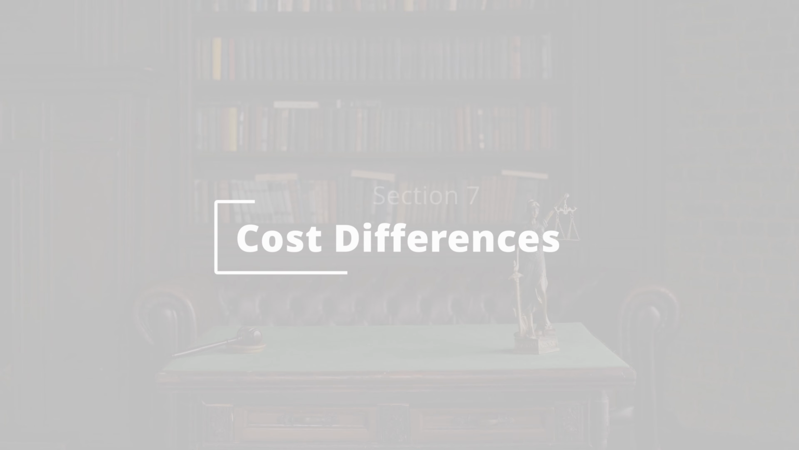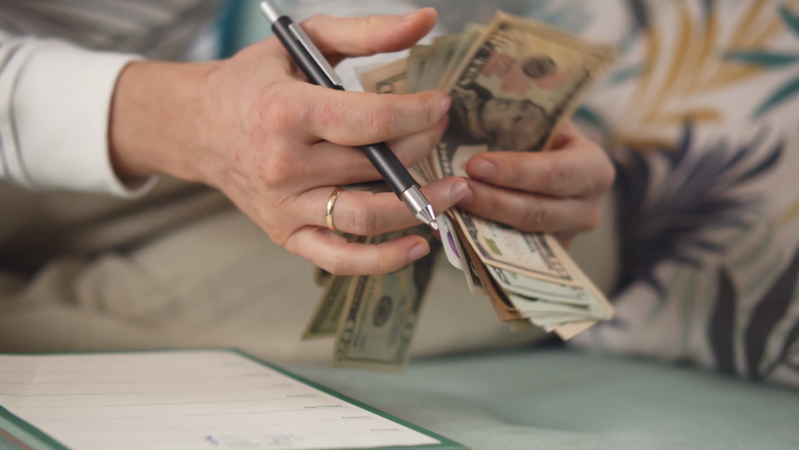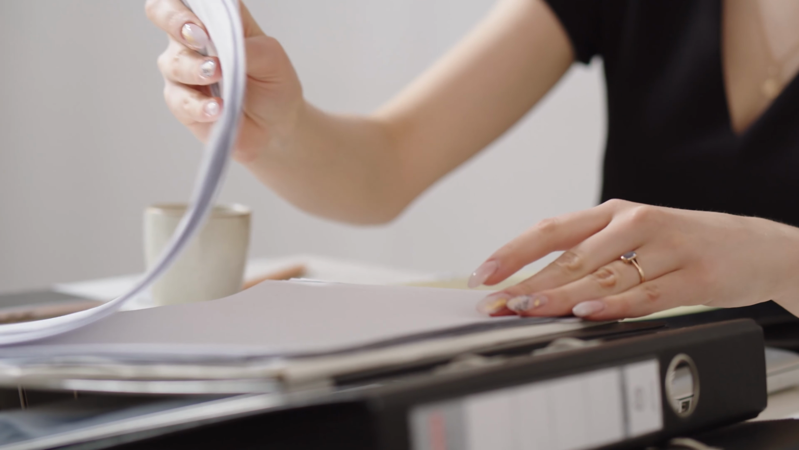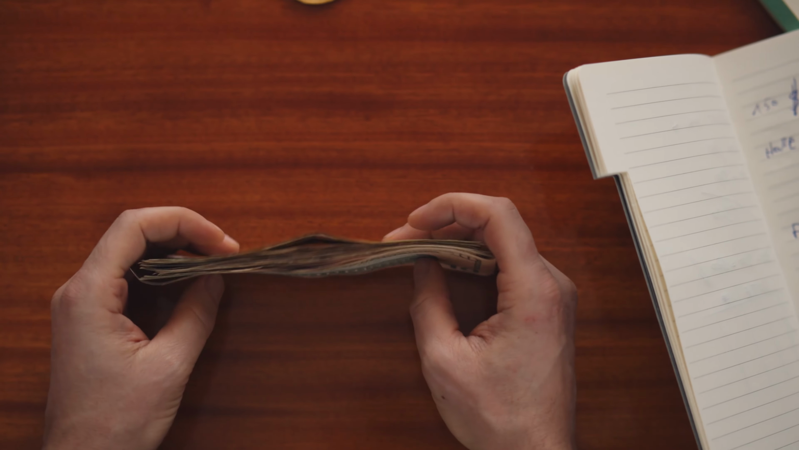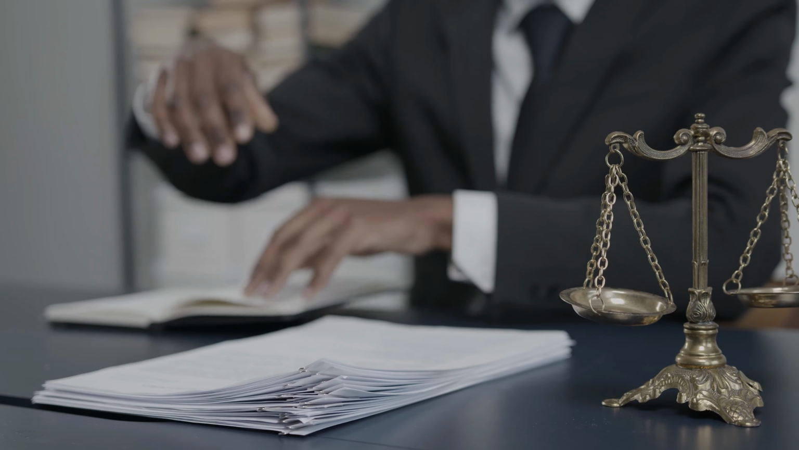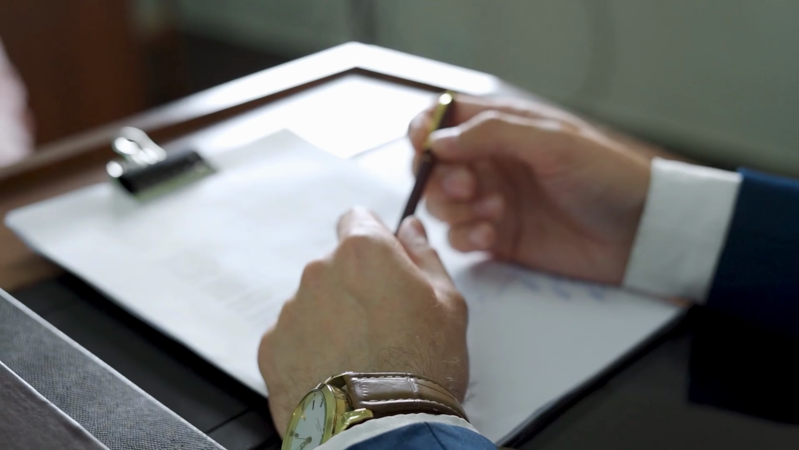Section 7 is cost differences. Summary administration is generally less expensive because fewer steps are required, there's no ongoing administration, and there are no personal representative fees. Formal administration is more costly because it requires a full probate process, and that includes ongoing legal work. It may include personal representative compensation, and costs vary depending on complexity as well as the way the attorney involved charges.